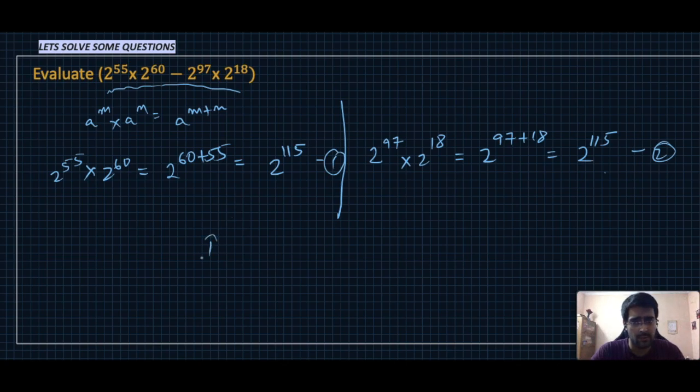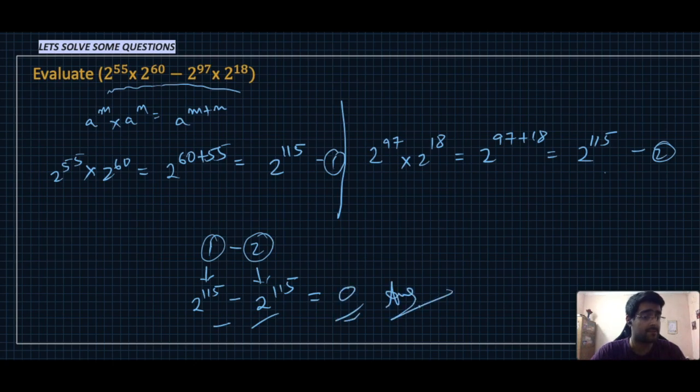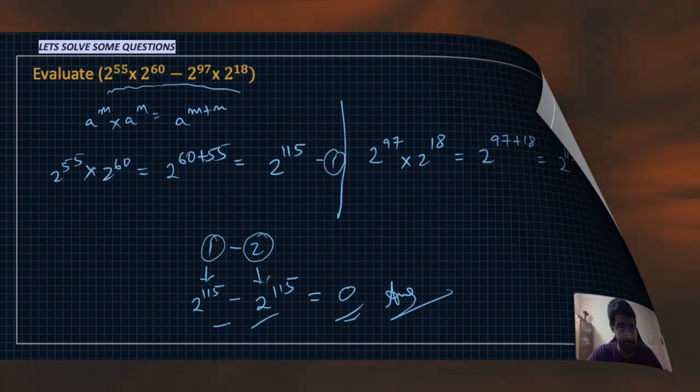I need to do, as per the question, 1 minus 2, right? So my 1 is 2 to the power of 115, my 2 is 2 to the power of 115. Oh, they're exactly the same, right? So when you subtract a minus a, you get a 0. So 2 to the power of 115, whatever the value may be, you don't need to calculate it. 2 to the power of 115 minus 2 to the power of 115 is equal to 0, and this is our answer.